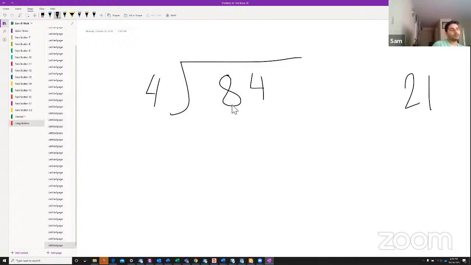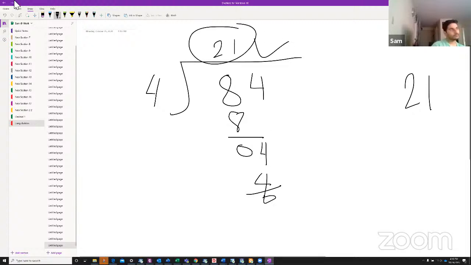So we have an 8. We're going to divide 8 by 4. It's going to be 2. 2 times 4 is going to be 8. And 0. You're going to drop that 4. 4 divided by 4 is going to be 1. 0 right here. 21 is the right answer.